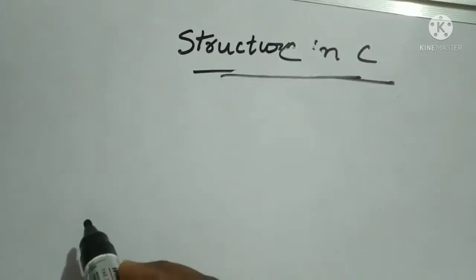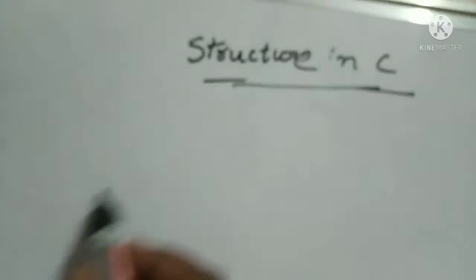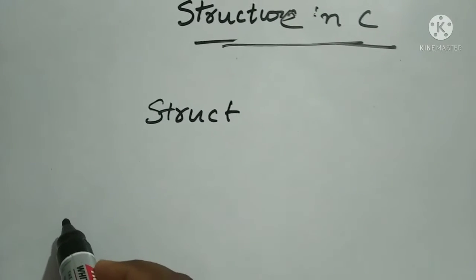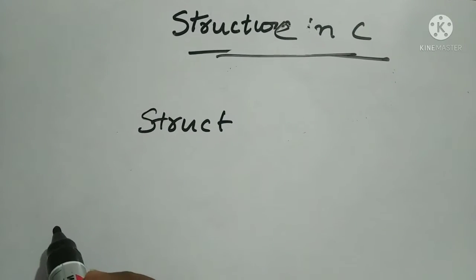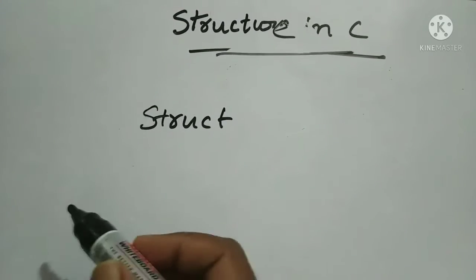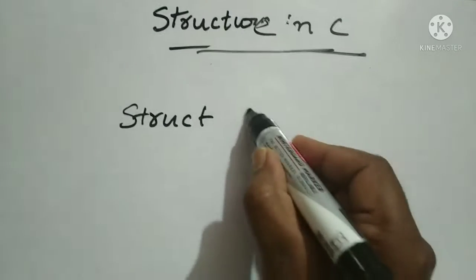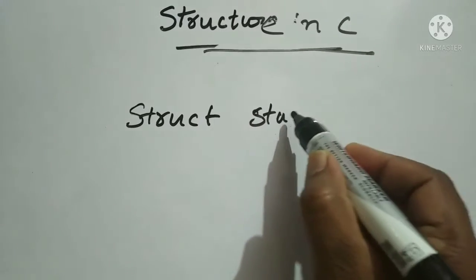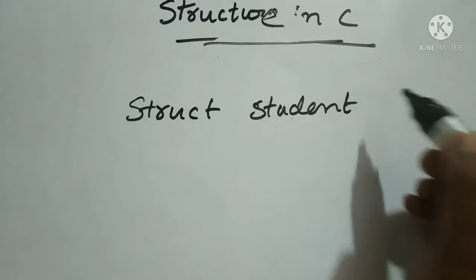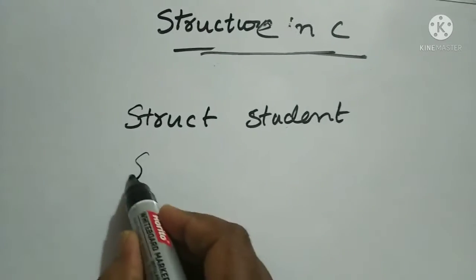So we will go for a data type called struct, or structure. A structure is a data type which is a group of many data types. We will take one example, struct student. For a student, what are the things we require?